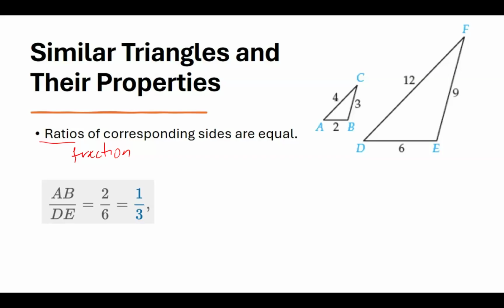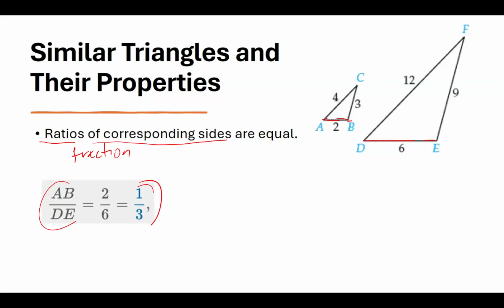So we see a fraction, and the two things that we're comparing are the base of the smaller triangle AB, which is equal to 2, divided over the base of the larger triangle, which is 6. If you simplify the fraction, you get 1/3. When we talk about the ratio, we're talking about this fraction and its value. So AB over DE equals 1/3. And what the property says is that for these triangles, the ratios of corresponding sides are equal.